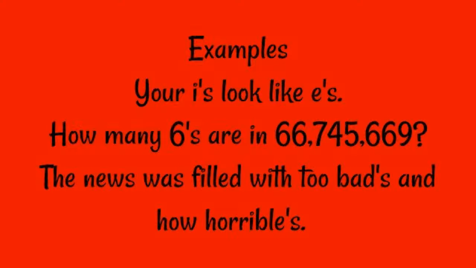Okay, so here's some examples. Your eyes look like E's. I apostrophe S, E apostrophe S. It's plural on the I, plural on the E. How many sixes, so here we're talking about numerals, are in 66,745,669? Good thing I remembered my place values.